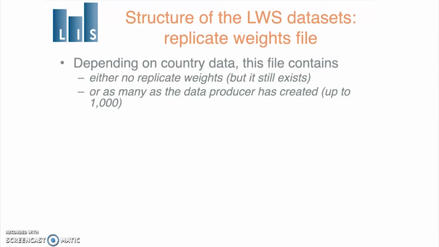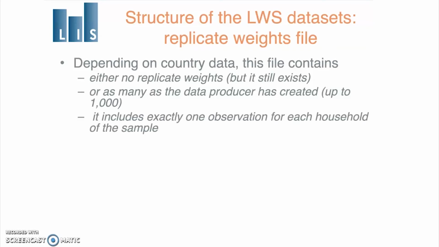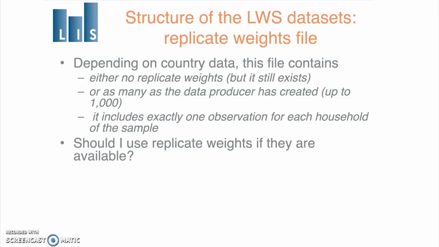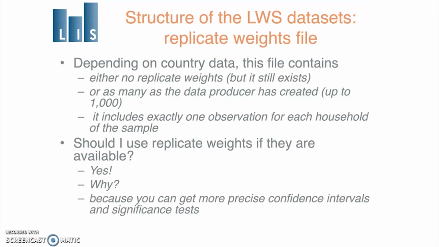For instance, in some datasets, there are 1000 replicate weights, such as for the United States or Austria, or below 100 replicate weights, for instance Australia. It is important to know that the replicate weights file includes exactly one observation for each household of the sample. Should I use replicate weights if they are available? Yes. Why? Because you can get more precise confidence intervals and significance tests.